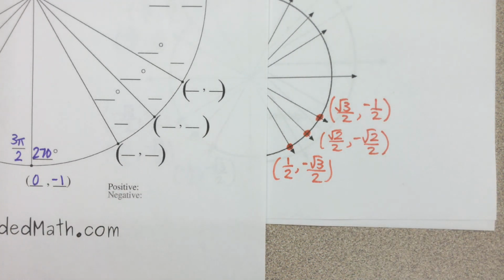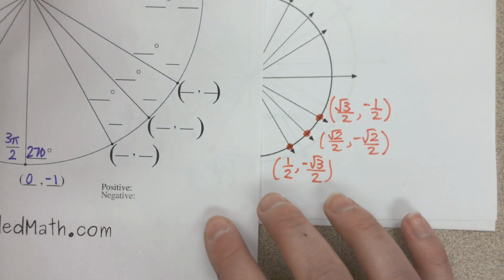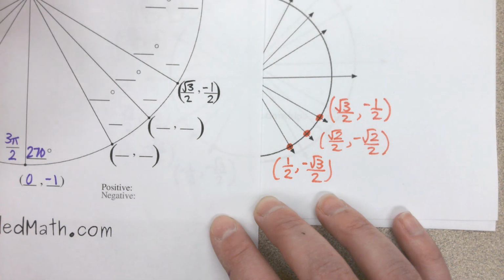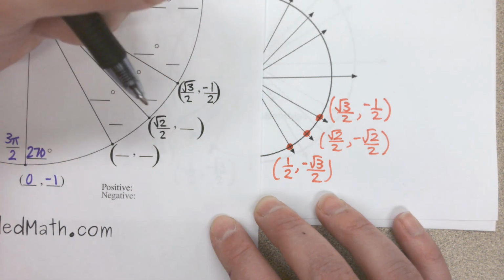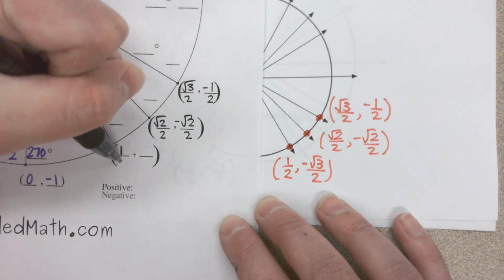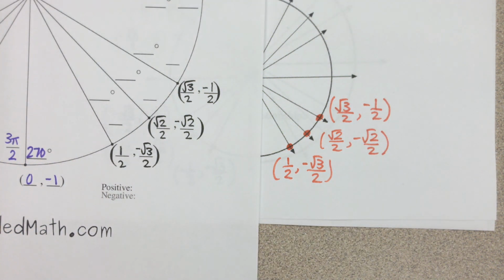Hopefully this feels repetitive, that's the goal. Let's fill these in real quick. I'm going to go top to bottom. Square root 3 over 2, negative a half. Square root 2 over 2, negative square root 2 over 2. Positive a half, negative square root 3 over 2. Questions up to here?